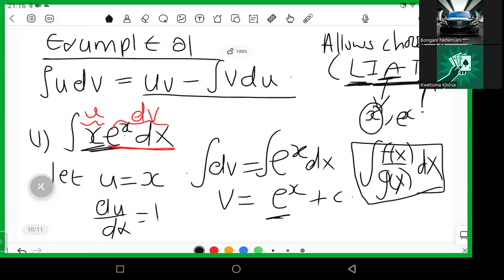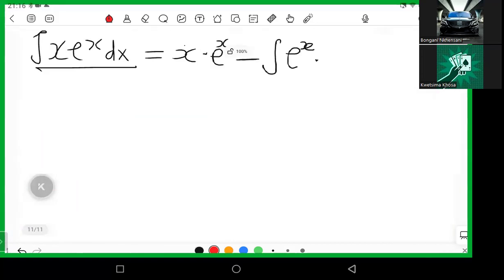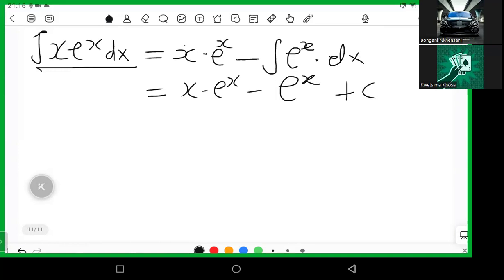What is du? You'll check it here. We'll have to make the du subject of the formula. So du, we know it's equal to dx, since here we have 1, we'll do cross multiplication there. So now we'll have dx there. Then this will be minus the integral of e to exponent x, which is simply e to exponent x plus c. So this is our answer.